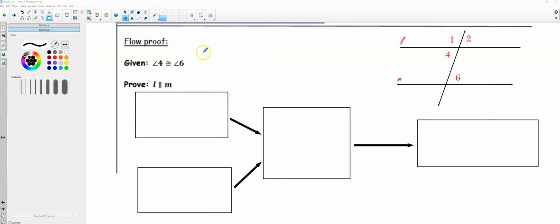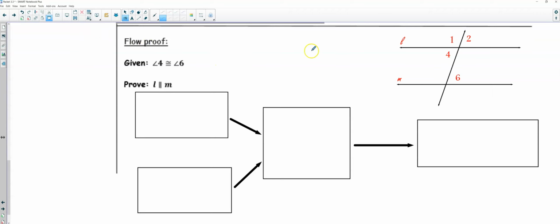Okay, so now we're going to talk about flow proofs. Flow proofs are another way, instead of doing a two-column proof, that we could do a proof. So for example, given angle 4 is congruent to angle 6 right here, prove that line L is parallel to line M. Well, the first statement I'm going to write is that angle 4 is congruent to angle 6, and of course that is given information, right?